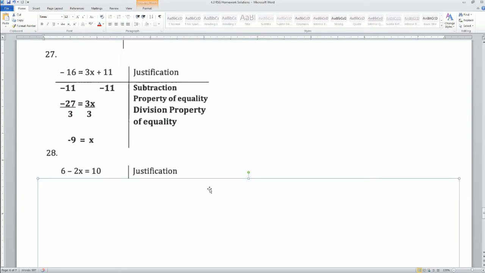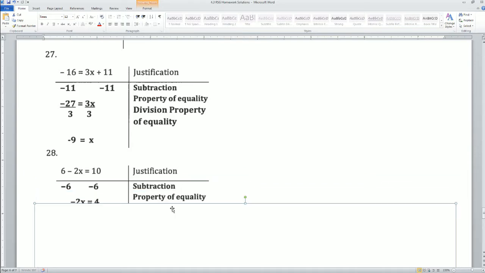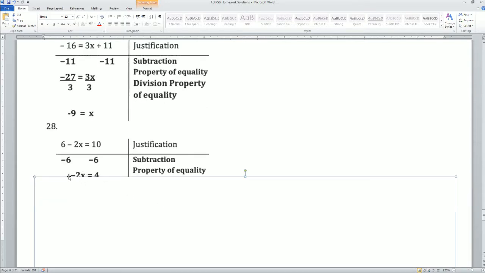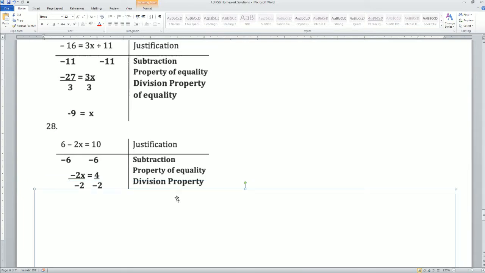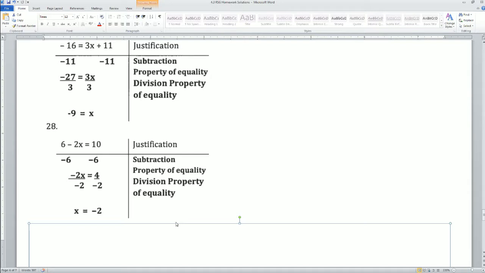28. 6 minus 2x equals 10. That's the first step. I'm going to subtract 6. That is the subtraction property of the inequality. You're trying to get rid of that -2 that is in front of the x, so you're going to divide. That is called your division property of the inequality. X is equal to -2.